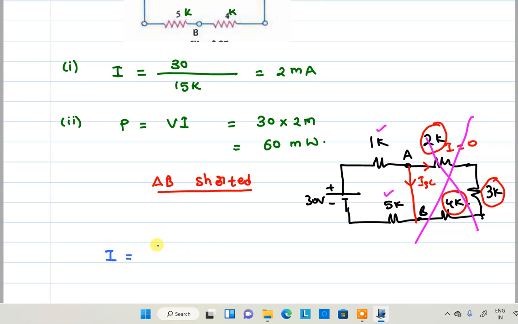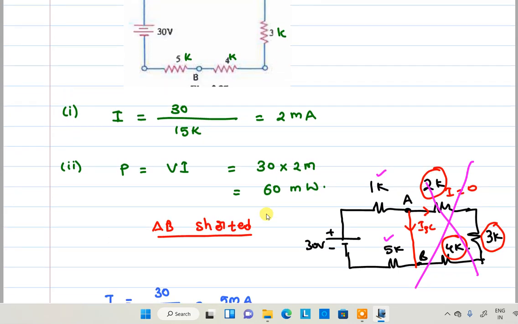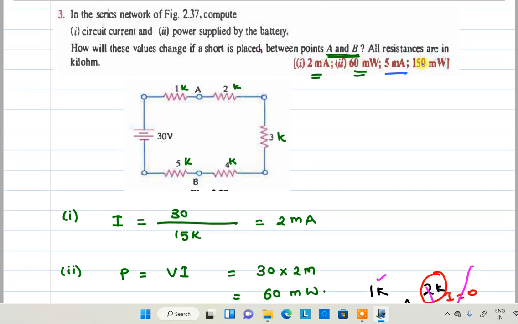Now we are going to find current. I is equal to V by R. 30 divided by R, which is 1k plus 2k, that is 6k, that is equal to 5 milliamperes. Whenever short circuited, current increases in this case. So current increases to 5 milliamperes.